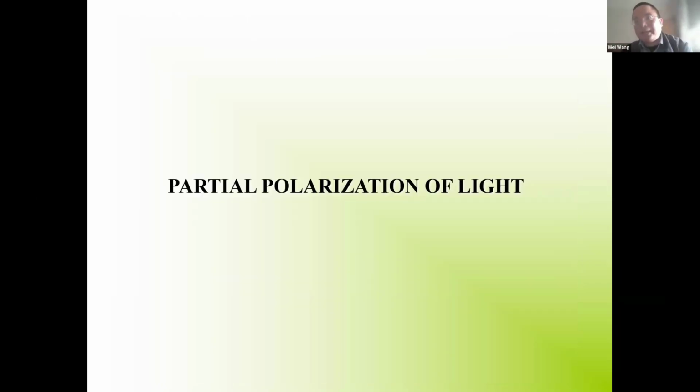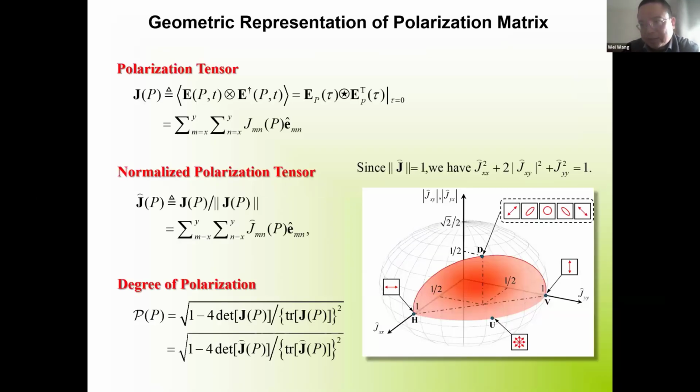So once we have talked about the coherence phenomenon, the last part I would like to come to is the partial polarization of light. We know that partial polarization is a type of correlation phenomenon at a single point with equal time.